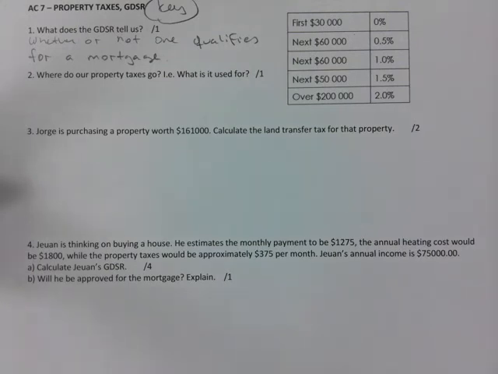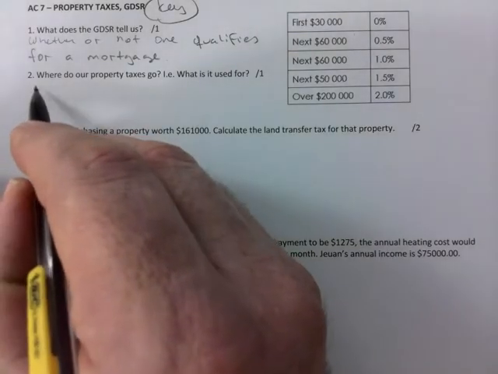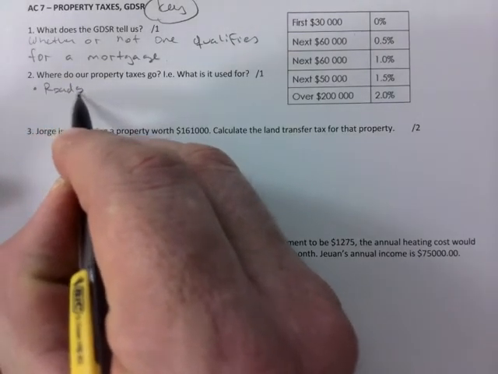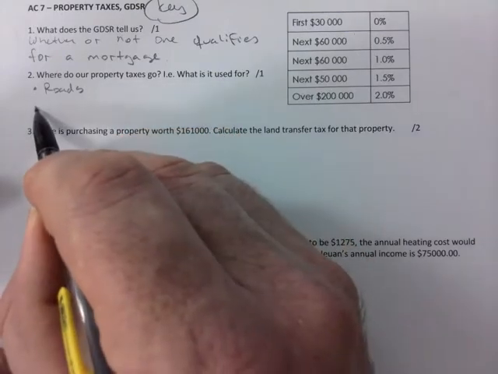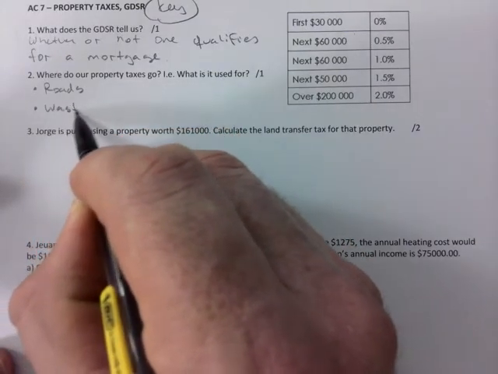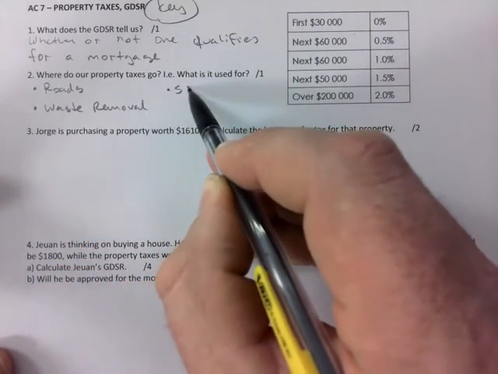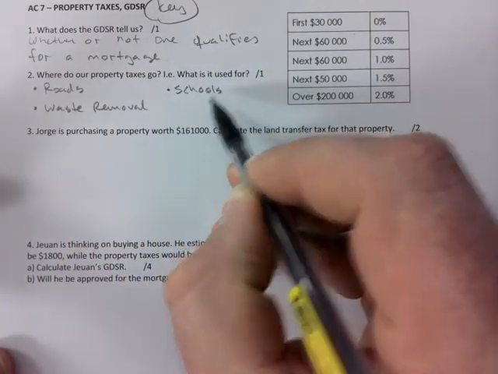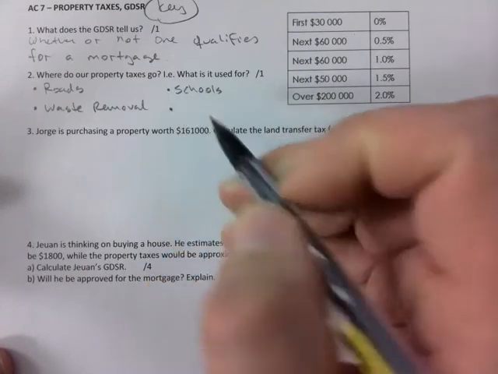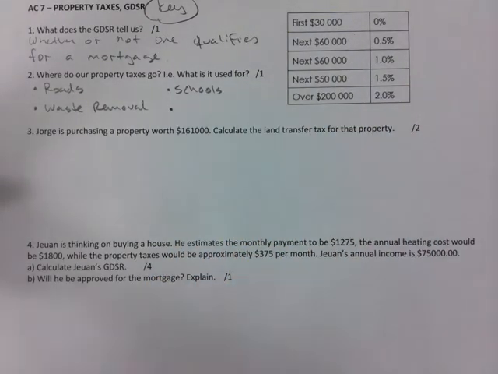Okay, where do your property taxes go? What is it used for? You could put down roads, you can put down waste removal, you can put down schools, you can put down any pavement, like redoing a sidewalk, anything like that. Public services, you can put that down.